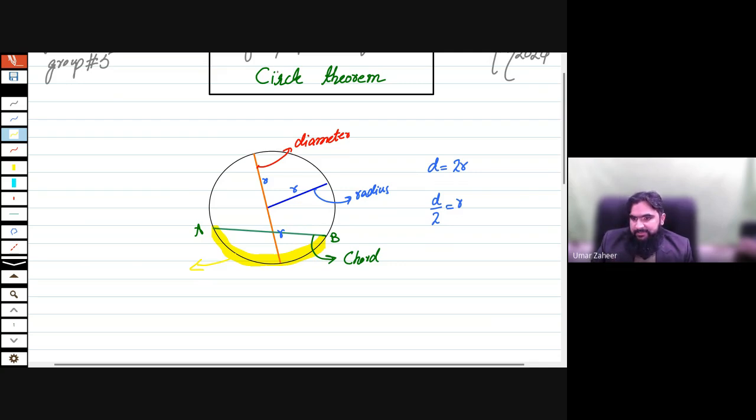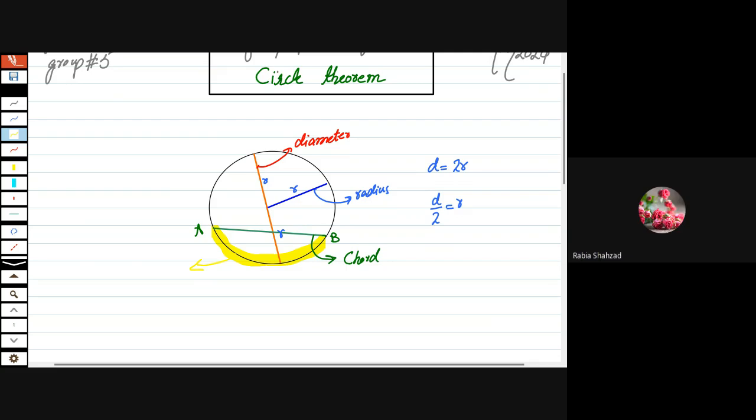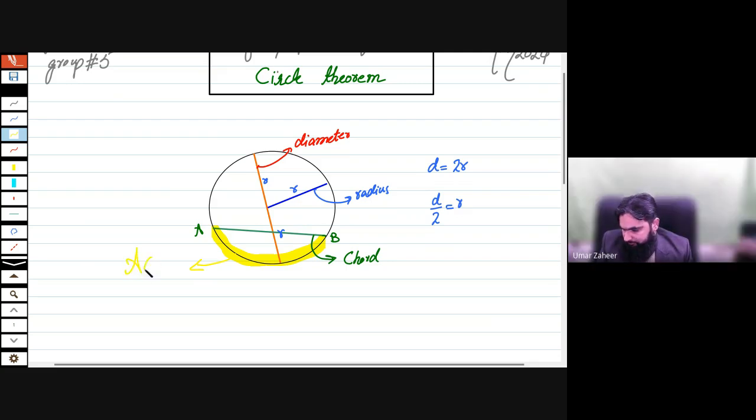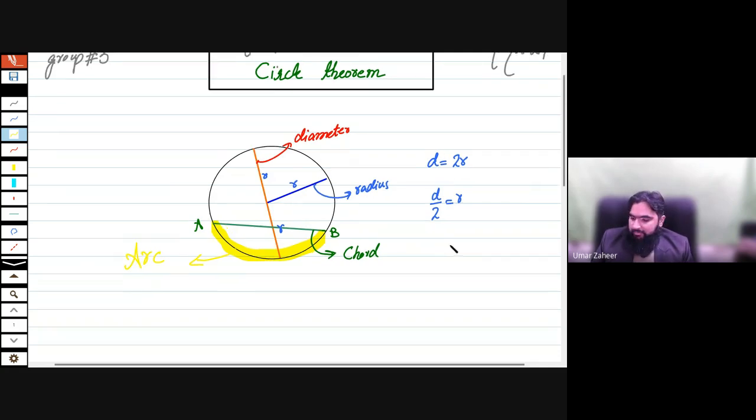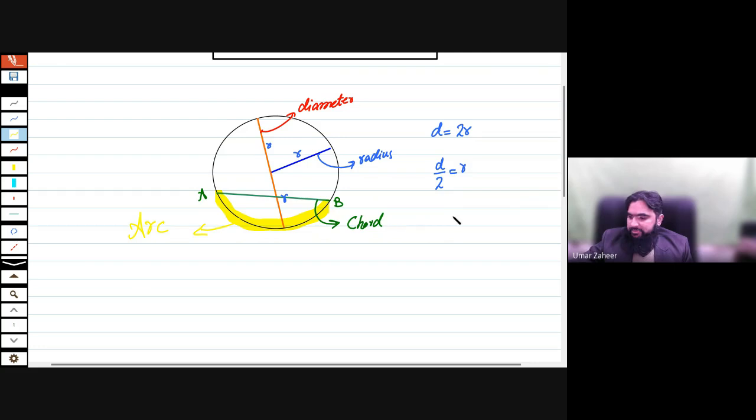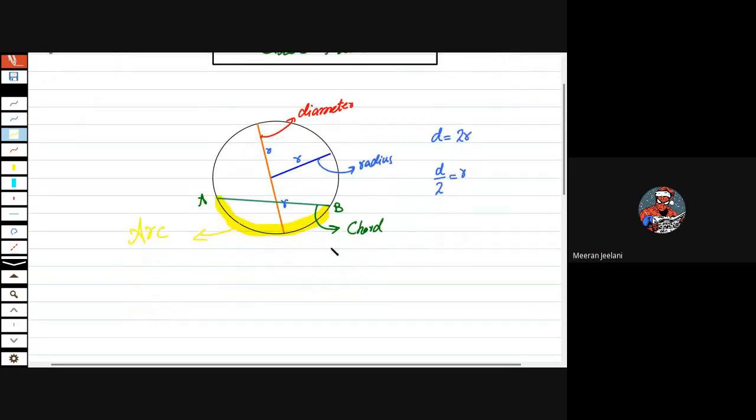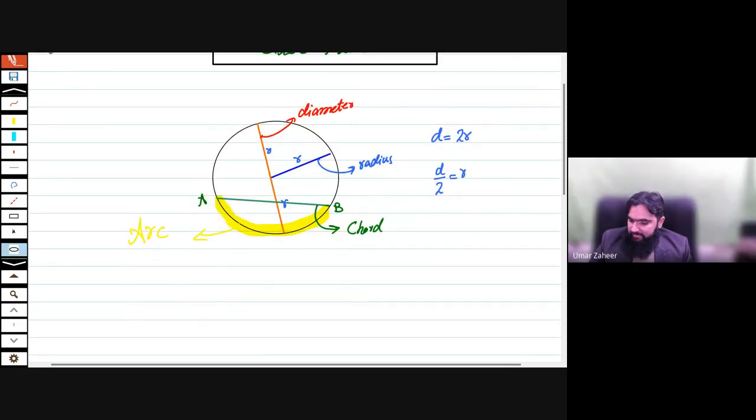Yes, Rabia. Sir, is it an arc? It is the arc. And the length of this one is known as arc length, but it is an arc. Yes, everyone. Any question up to here? No, sir. Okay.